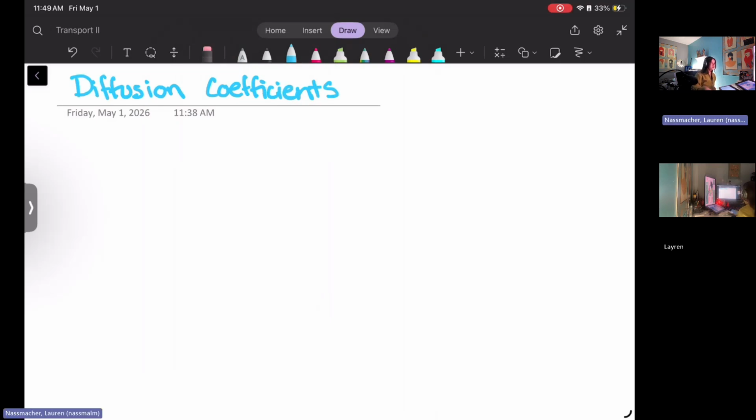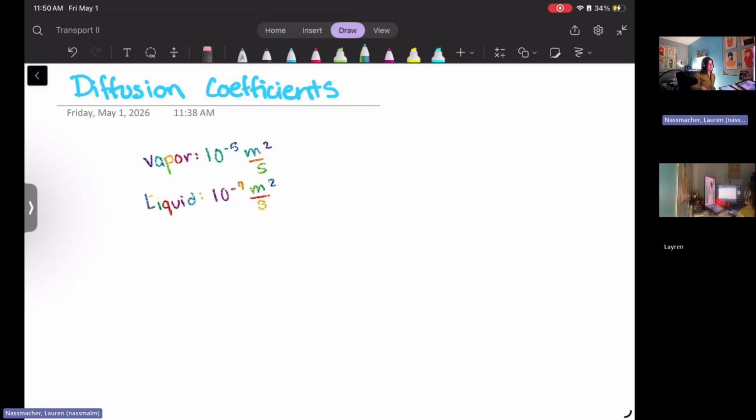Let's discuss diffusion coefficients for vapor and liquid binary mixtures. There are estimated diffusion coefficients for both of those phases. For vapor, it's approximately 10 to the negative fifth meters squared per second, and for a liquid, it's 10 to the negative ninth meters squared per second. Now, these are both estimates of a vapor and liquid diffusion coefficient.